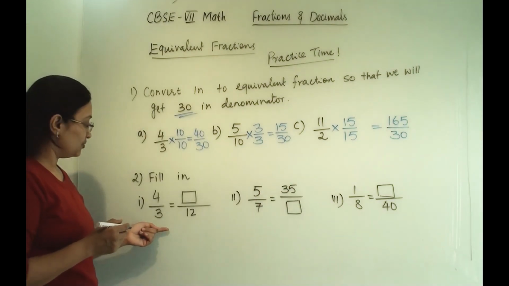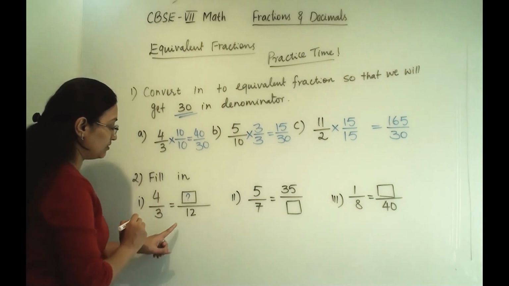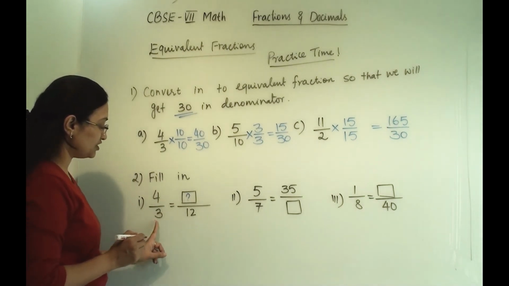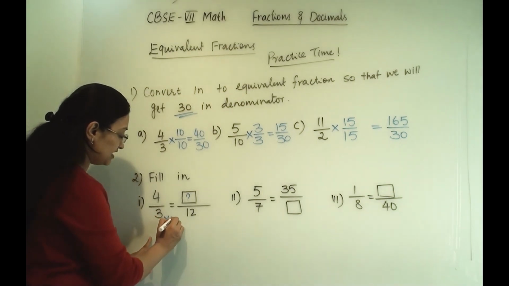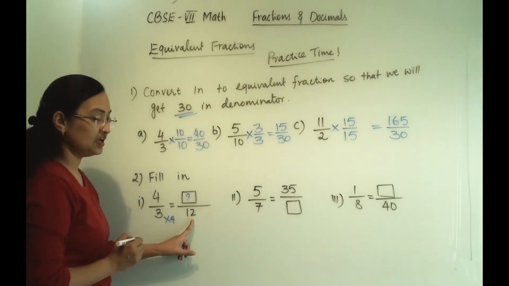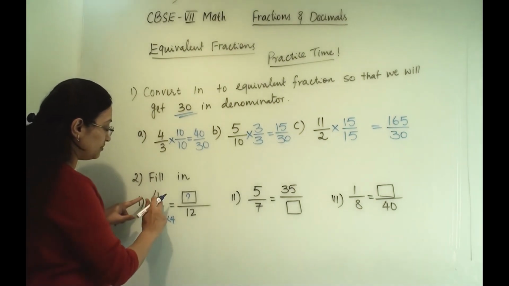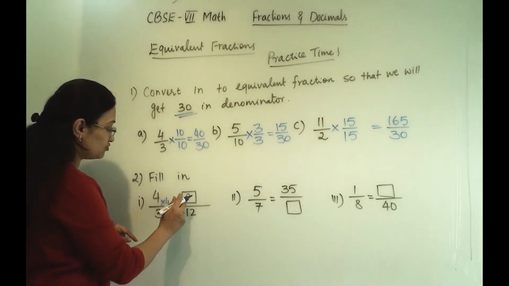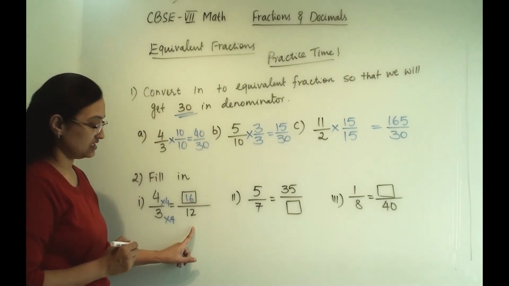Now in the next numerical, it is 4 by 3 and we have to guess what will come here. Here 12 is there. So which number must have been multiplied here? 3 has been multiplied with 4, then only we got 12 here. So the same number we have to multiply here. So 4 into 4, here we will get 16. So our answer is 16.